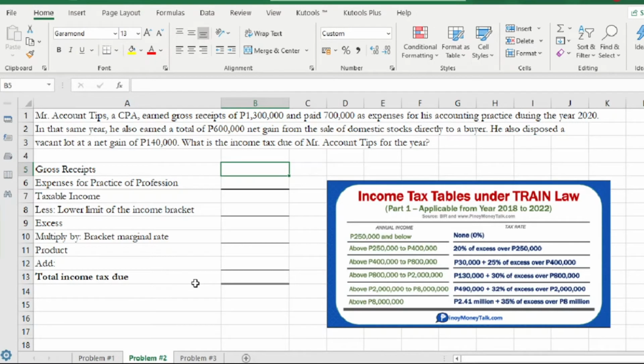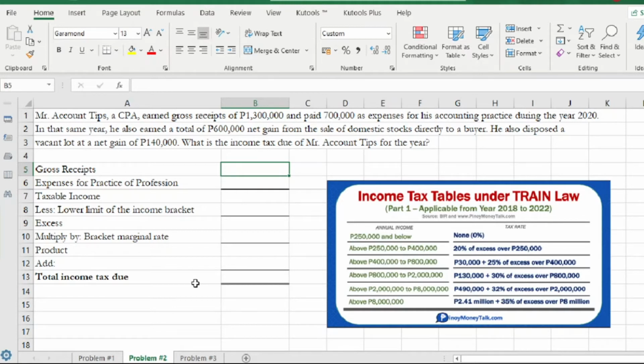Mr. Account Tips, a CPA, earned gross receipts of 1,300,000 pesos and paid 700,000 as expenses for his accounting practice during the year 2020. In the same year, he also earned a total of 600,000 pesos net gain from the sale of domestic stocks directly to a buyer. He also disposed a vacant lot at a net gain of 140,000 pesos. What is the income tax due of Mr. Account Tips for the year?